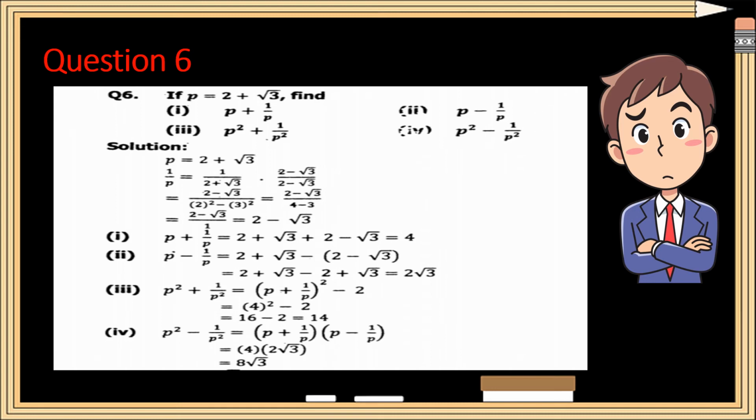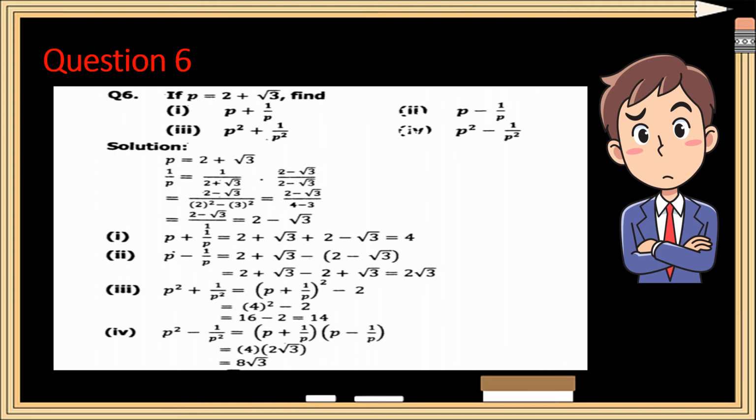You have 2 plus square root of 3 plus 1 over p, which is written as 2 minus square root of 3. So now you can see that square root of 3 is cancelled with minus square root of 3. You will be left with 4. Now the second part is quite similar to the first part. You have to write the value of p minus 1 over p. Just replace the values and calculate the value.